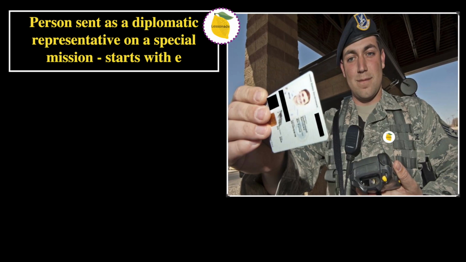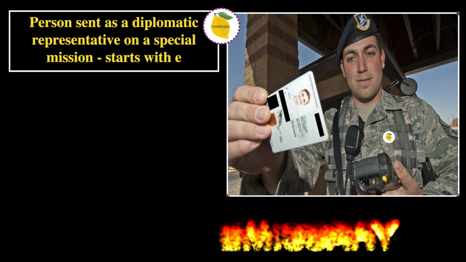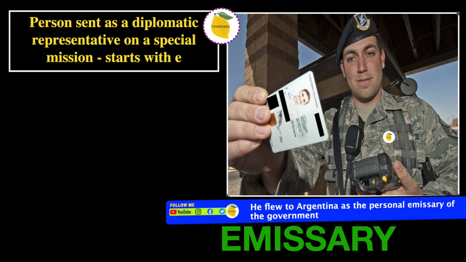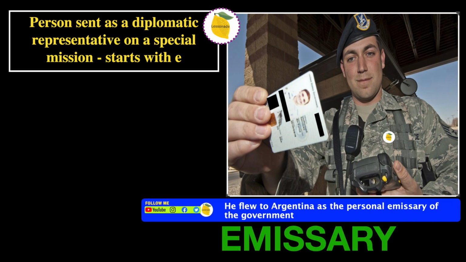Person sent as diplomatic representative on a special mission starts with E. In this picture, we can see someone sent on a special mission as a representative. So the word is going to be emissary. And the sentence is, he flew to Argentina as the personal emissary of the government.